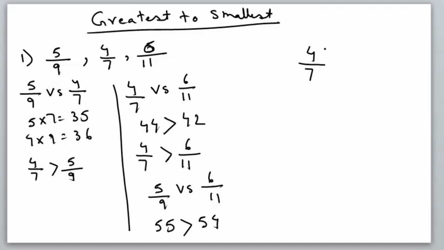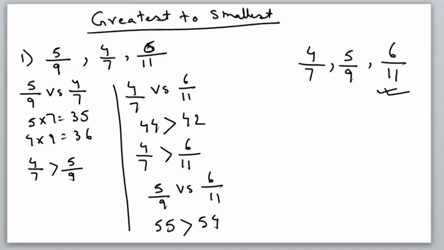So the first one was 4 over 7, the second greatest will be 5 over 9, and the smallest will be 6 over 11. And we have to arrange from greatest to smallest. This one is the greatest, then the second greatest, and this is the smallest. This is our final answer. Understand? First you have to compare the first two and find out which one is greater, then compare with the other one, and like that you can find it out.